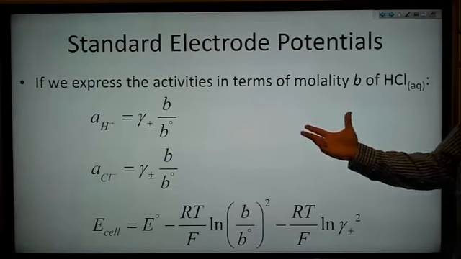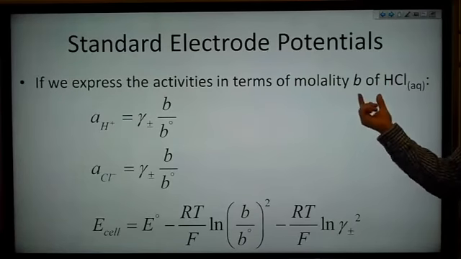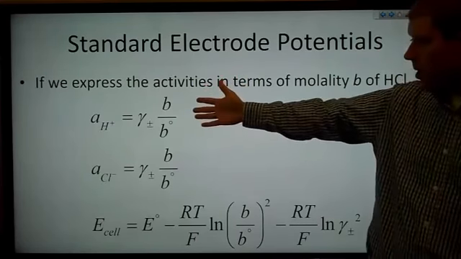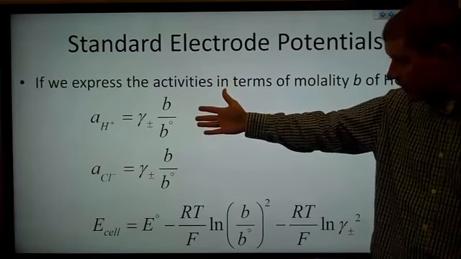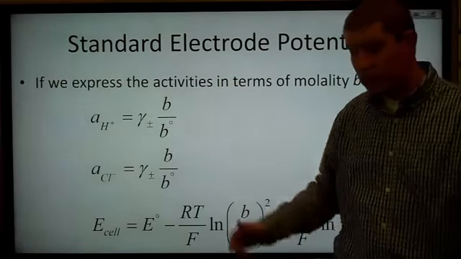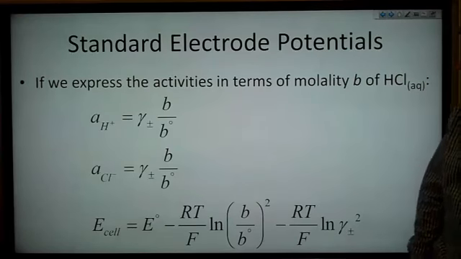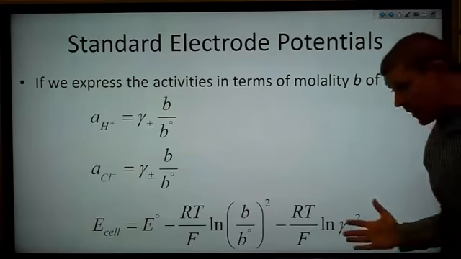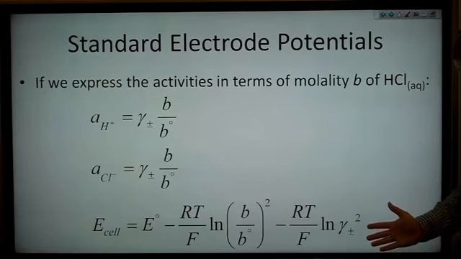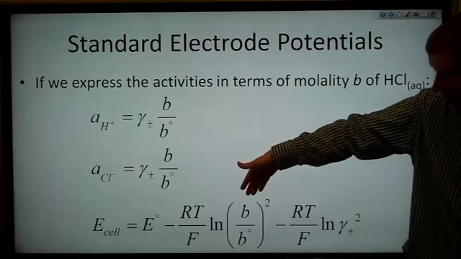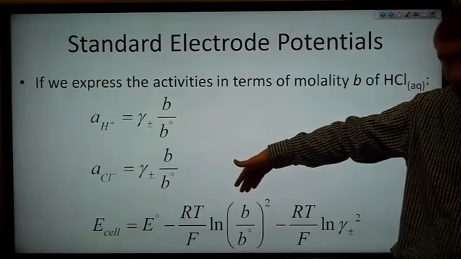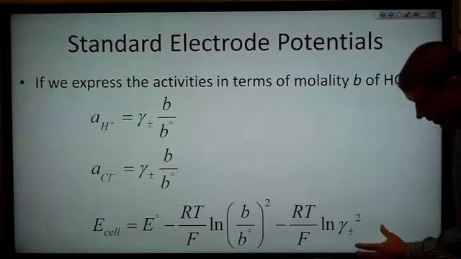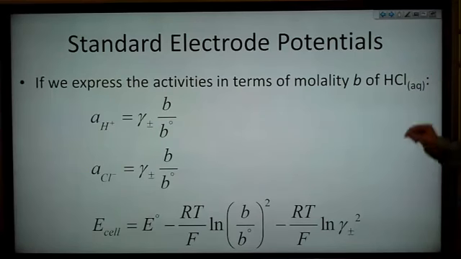If we express our activities in terms of molality B of hydrochloric acid, then we get our activity coefficients here in terms of molality. And again, remember we've got our activity coefficients there for both the cation and the anion. That now makes our equation look like this. Now we have a natural log term involving the molality, and we have a natural log term involving the activity coefficient here.